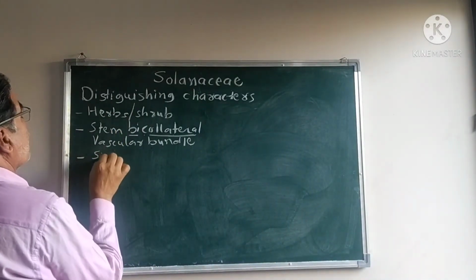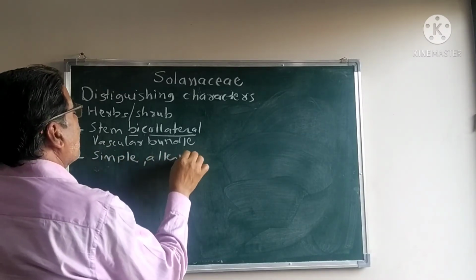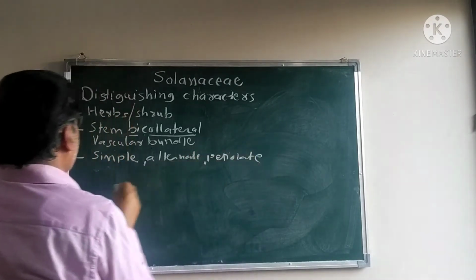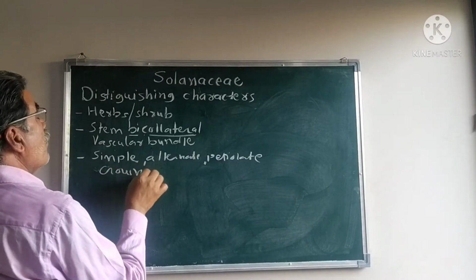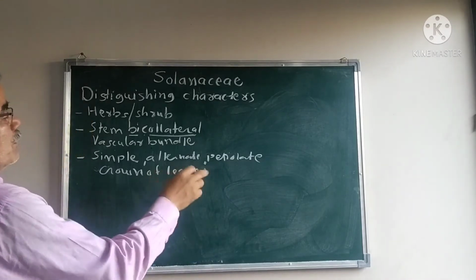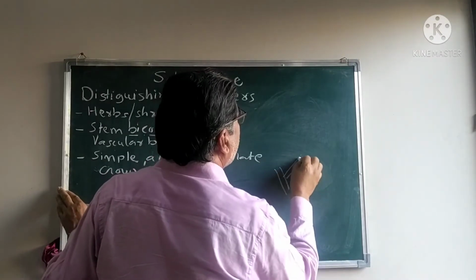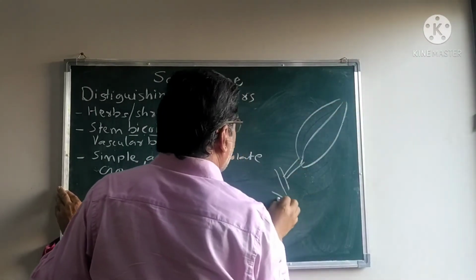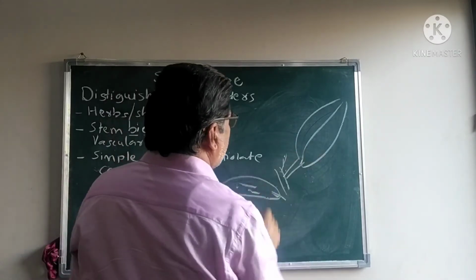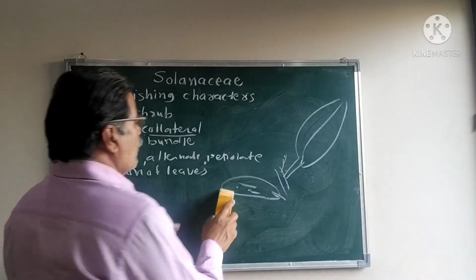The leaves are simple, alternate, petiolate, and produce a crown of leaves. Crown of leaves means the leaves are simple and petiolate, and alternate leaves are produced, but towards the reproductive region more than 2 to 3 leaves are produced. Such a type of leaves is known as the crown of leaves.